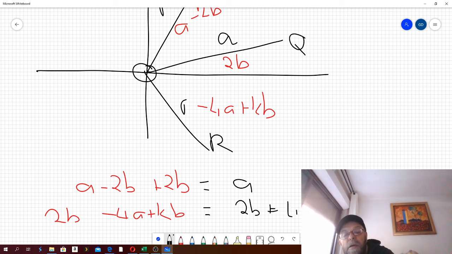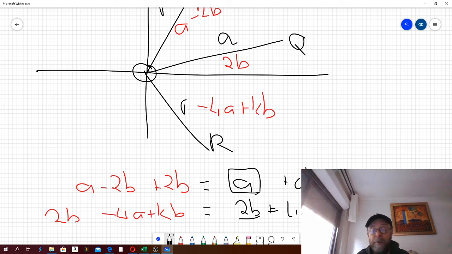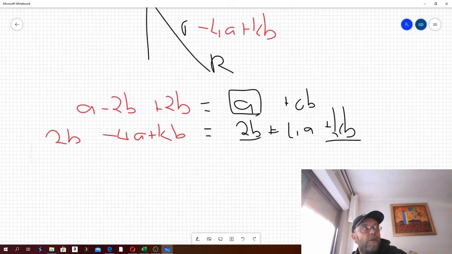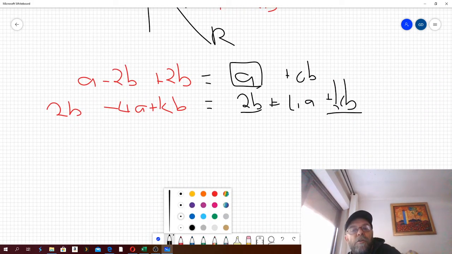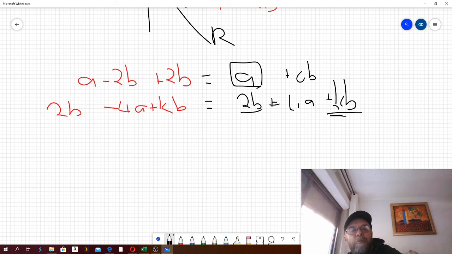plus KB. Now, of course, if I've only got an A vector here and there's no B, in other words, 0B, okay, then this must also be 0B. So what value for K will make this 0B? Okay, well, the answer is that it's minus 2, okay? Sorry, let's move that up there. Right, so like I say, this KB will have to be a minus 2 to cancel this out, because I've got to get a vector that lies in the same direction.